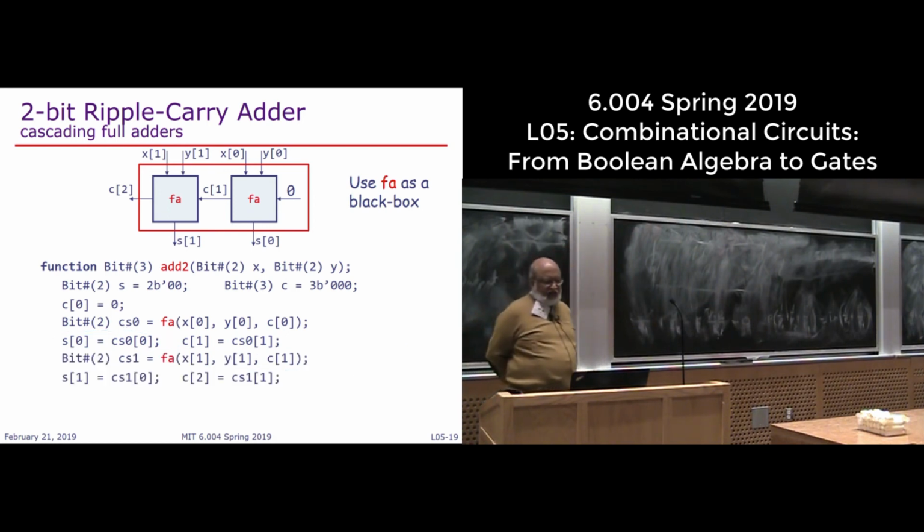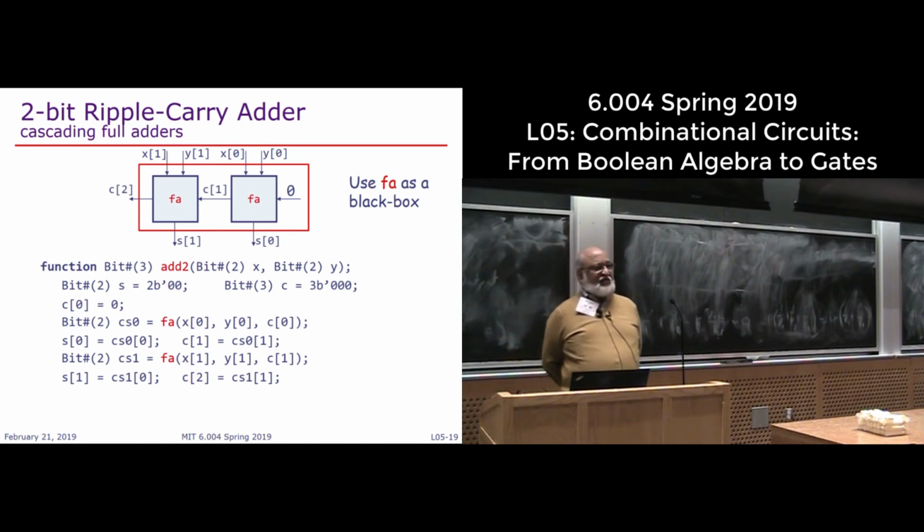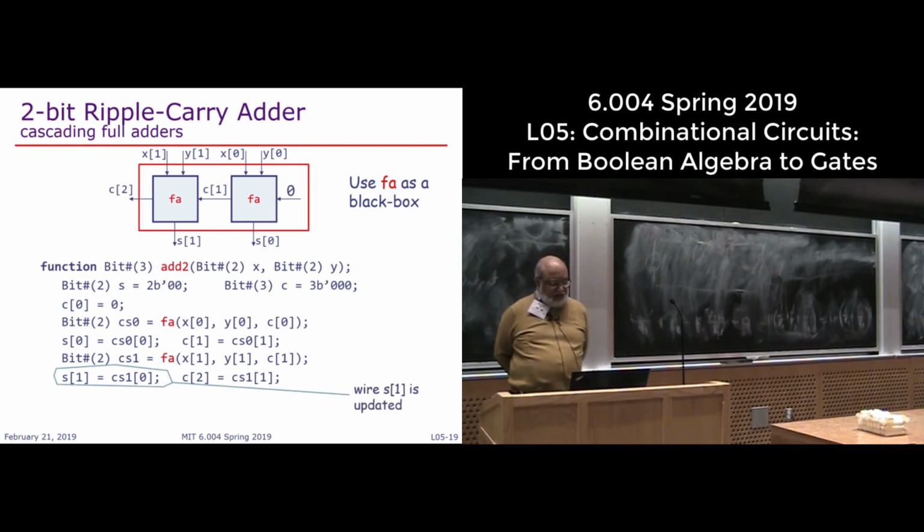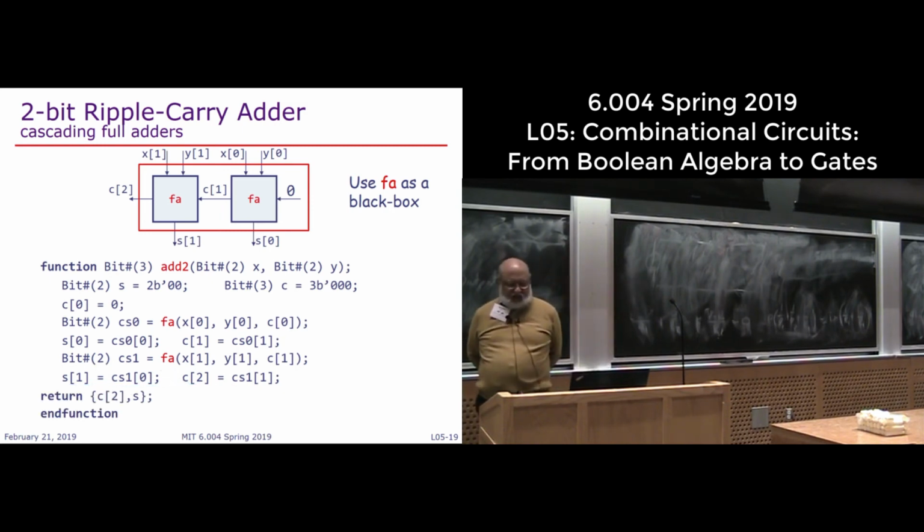All right, and you are applying the full adder again, feeding it the right thing and extracting things from it. Wire S1 is updated. So first you updated wire S0, which is what we expect because we have 2 bits coming out. So one sum bit is being updated here, second bit is being updated here, and we are carrying the results. And in the last case, what we have to return is C2 and S.